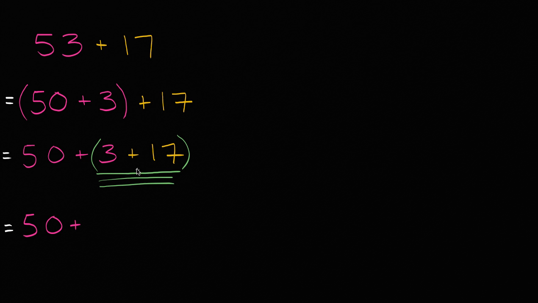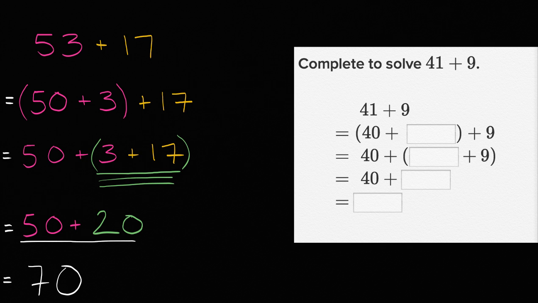So it's going to be 50 plus 20. And what's that going to be? Well, it's 5 tens plus 2 tens, which is just going to be equal to 7 tens, or 70. Let's do another example, and this is going to be the type of exercise that you might see on Khan Academy. So let me open that up.